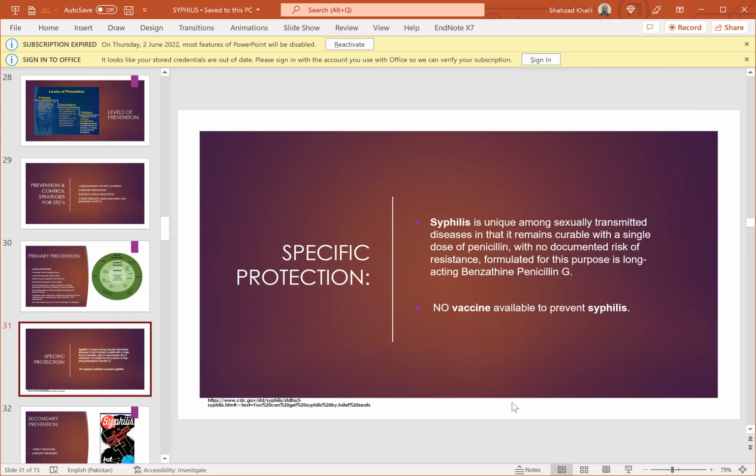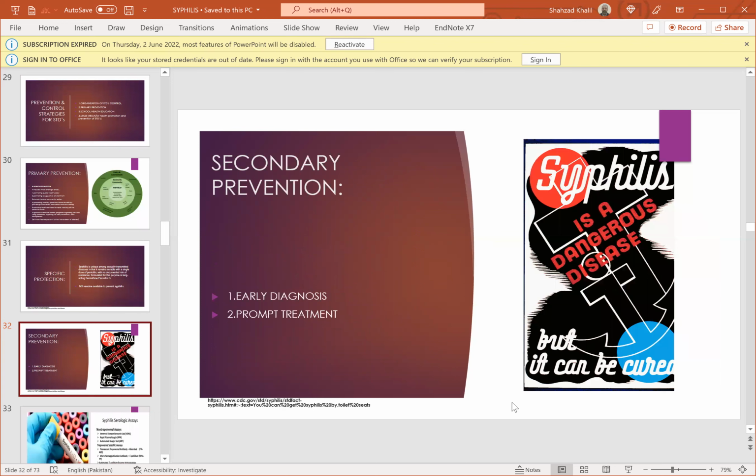Specific protection. Syphilis is unique among sexually transmitted diseases in that it remains curable with a single dose of penicillin with no documented risk of resistance. Formulated for this purpose is long-acting benzathine penicillin G. No vaccine is available to prevent syphilis. So the secondary prevention includes early diagnosis and prompt treatment.